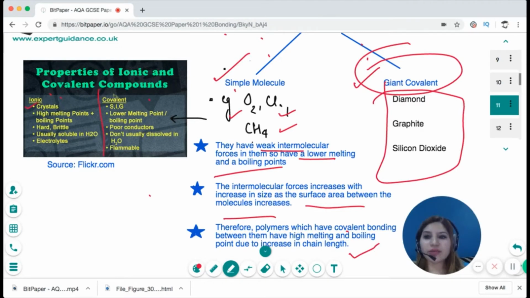Ionic compounds are crystals, covalent are solids, liquids, and gases. Ionics have high melting and boiling points, covalent have lower melting and boiling points. Ionics are hard and brittle, covalents are poor conductors. Ionic usually are soluble in water, covalent are not. Ionic undergo electrolysis and covalent are flammable.